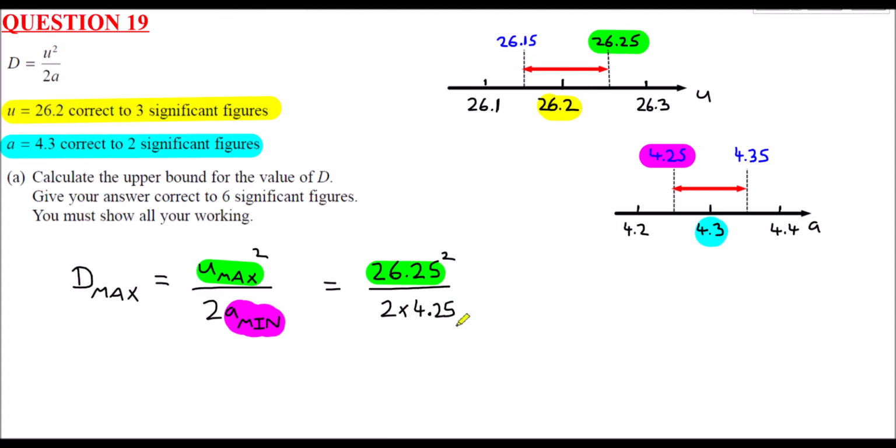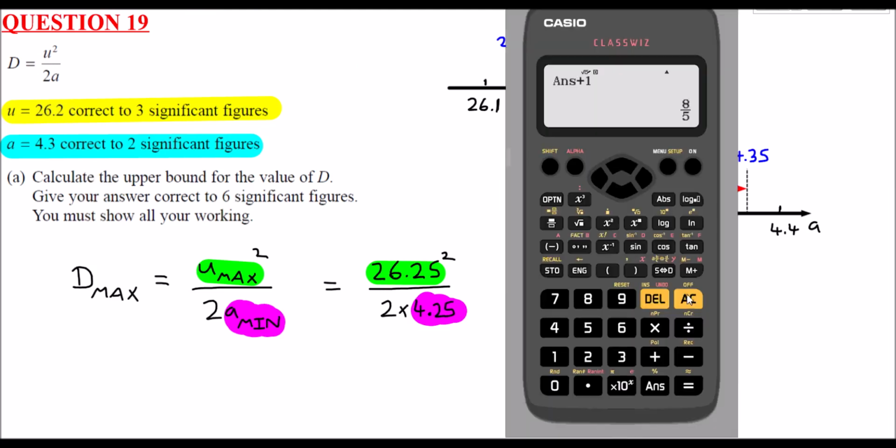So all we need to do now is to calculate this with something called a calculator, which I'm sure you've got. If you've not got one of these, I'd strongly recommend you might need one for a calculator exam, unless you've got a super genius intellect. I certainly don't. Lucky you if you have. 26.25 squared, all divided by 2, multiplied by 4.25. Now we want this to 6 significant figures.